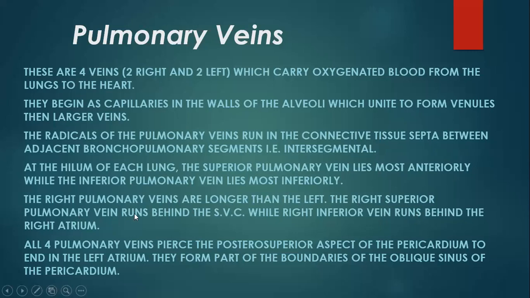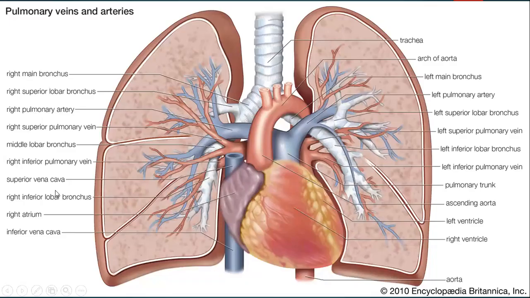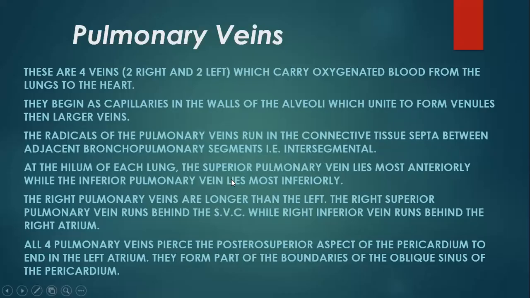The right superior pulmonary vein runs behind the superior vena cava, while the right inferior runs behind the right atrium. If you see here, the right superior pulmonary vein runs behind the superior vena cava, and the right inferior pulmonary vein runs behind the right atrium. This is the right atrium. So that is how it is present.